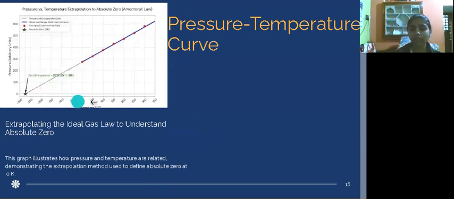So here the graph shown is a pressure versus temperature graph. The temperature is plotted on the x-axis and the pressure is plotted on the y-axis. This graph shows how gas pressure increases with temperature at constant volume. The line extends to -273.15 degrees Celsius, where pressure becomes absolutely zero. This reinforces that Kelvin is the true absolute temperature scale.